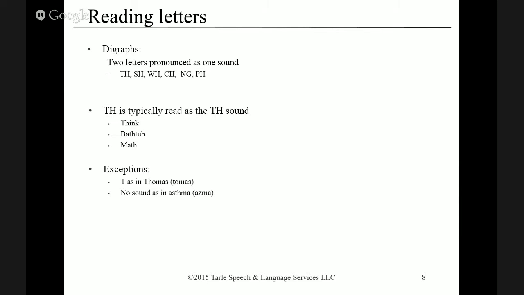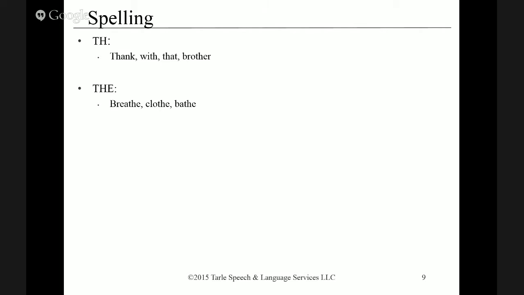Every once in a while, we do not pronounce these letters at all. So when we see the word "asthma," we do not say the TH, and we would just say "azma," as if the word was spelled A-Z-M-A.